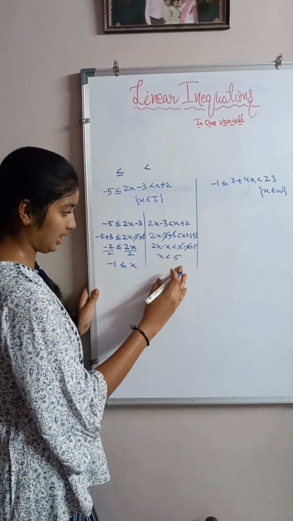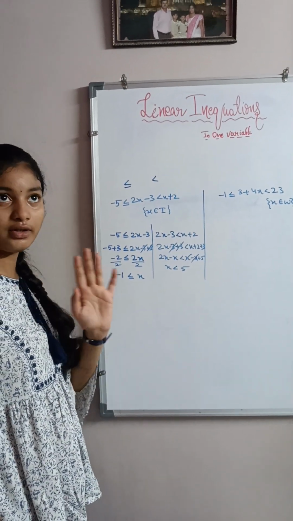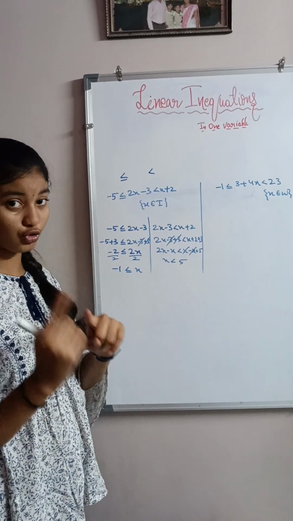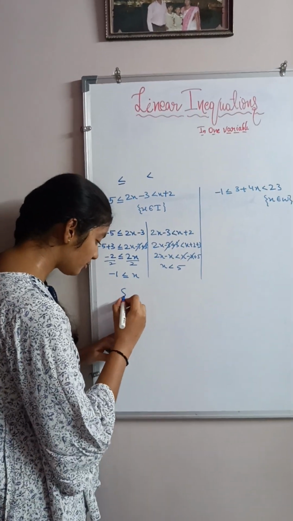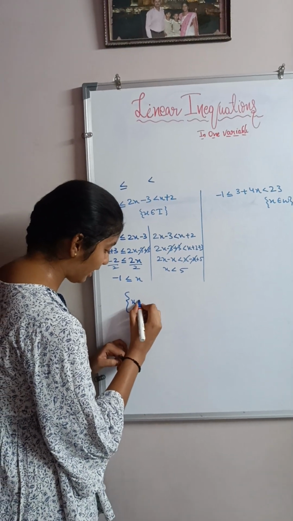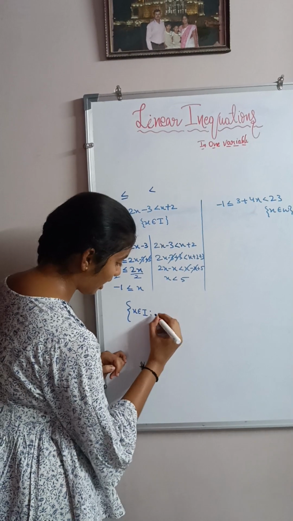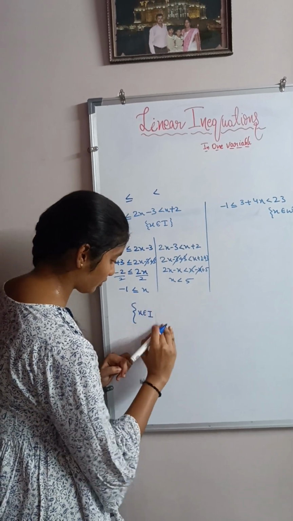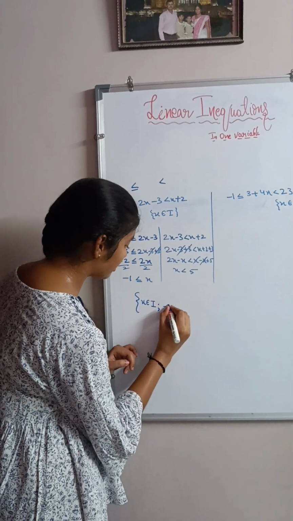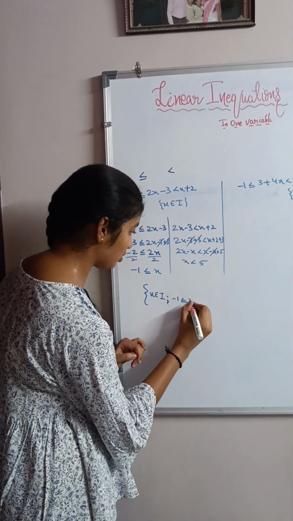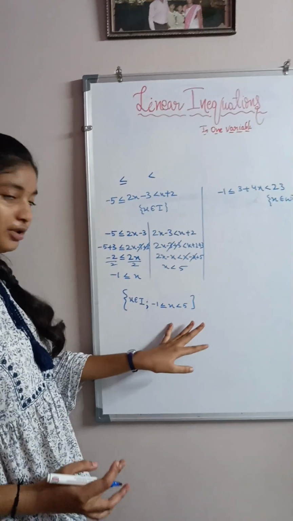What will be the solution set here is, if two signs are given, we should write the solution set in roster form. How to write that is, here we need to write x belongs to integers, where x, comma, minus 1 is less than or equal to x is less than 5. This is the roster form of this equation.